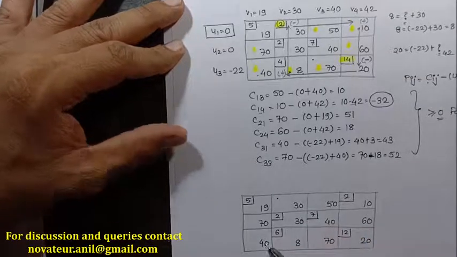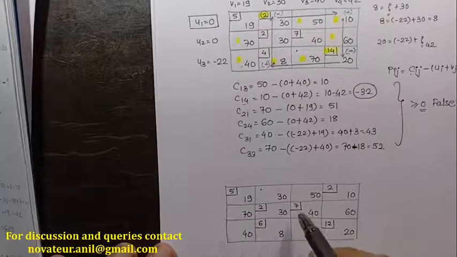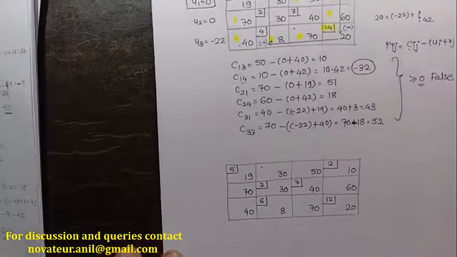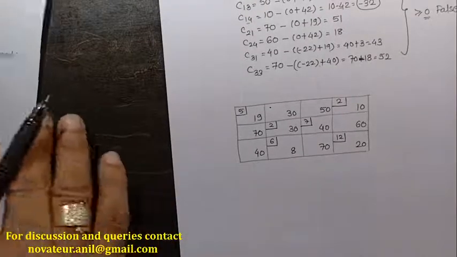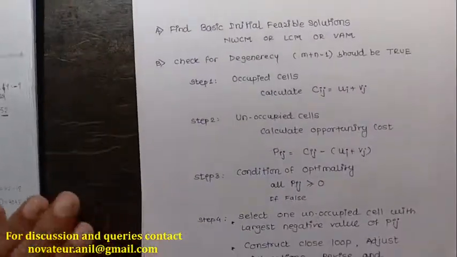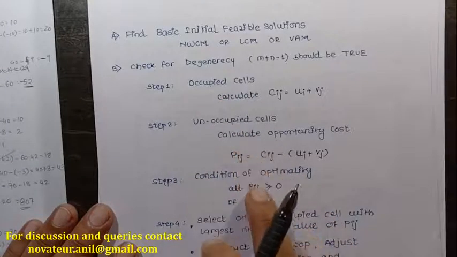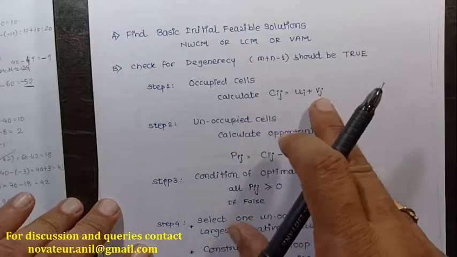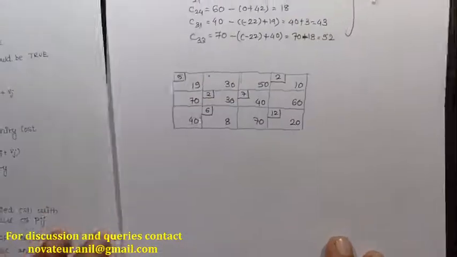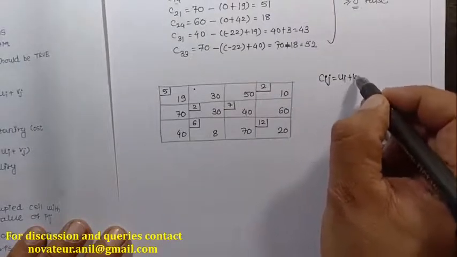Then I'll check again the condition of degeneracy: 1, 2, 3, 4, 5, 6. So it is not a degenerate problem, so I have come up with a new matrix. Here again we have to solve this with occupied cells, unoccupied cells, and the condition of optimality. The formula is very simple: Cij is ui plus vj. For your convenience, again I am going to write down Cij is equal to ui plus vj.